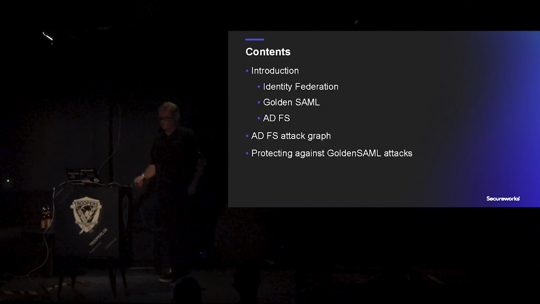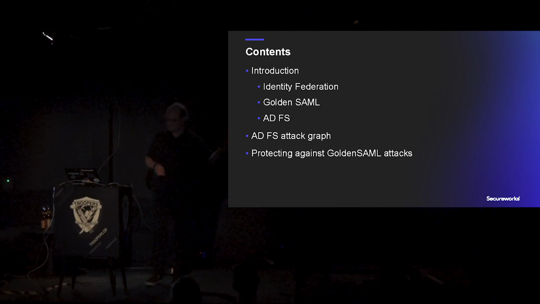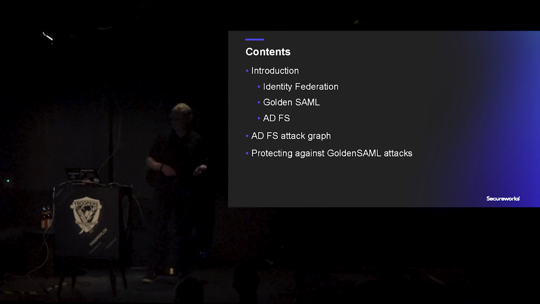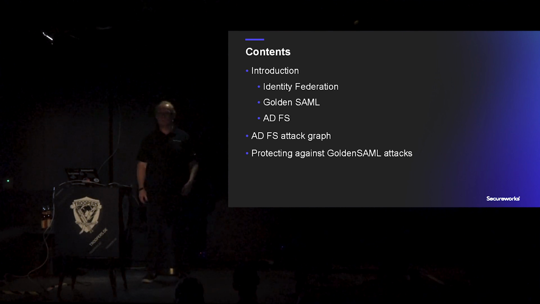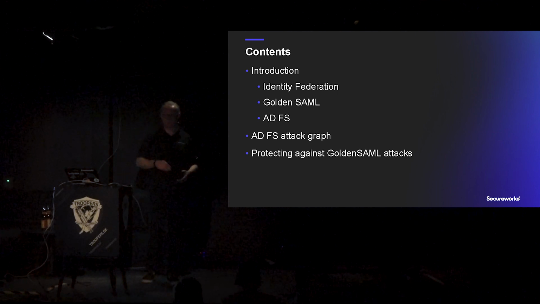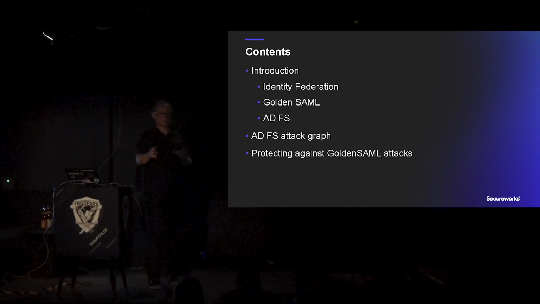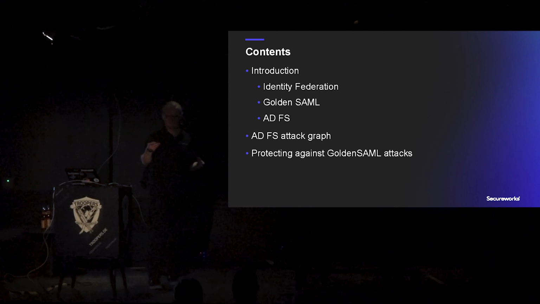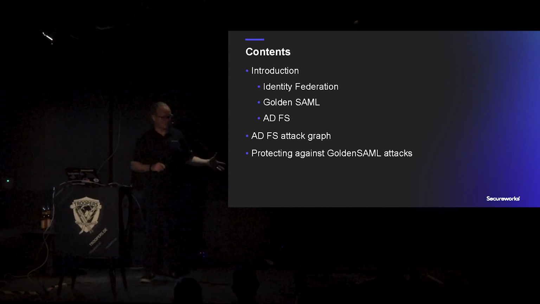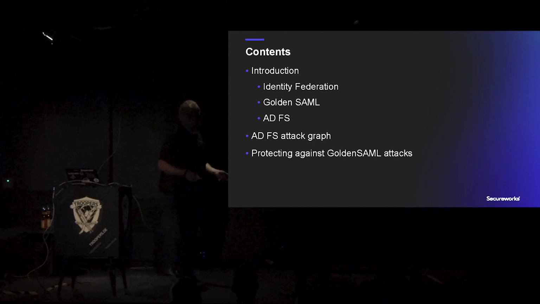For today's talk, I'm going to cover these things. First, a short introduction: what is Identity Federation, what is ADFS, what is Golden SAML, and why we are talking about that. Then I'm going to show you the attack path, or graph, if you will. There are different ways to get to your objective, that is, to be able to create Golden SAML tickets. And finally, I'm going to tell you a couple of hints on how you can protect against these Golden SAML attacks.